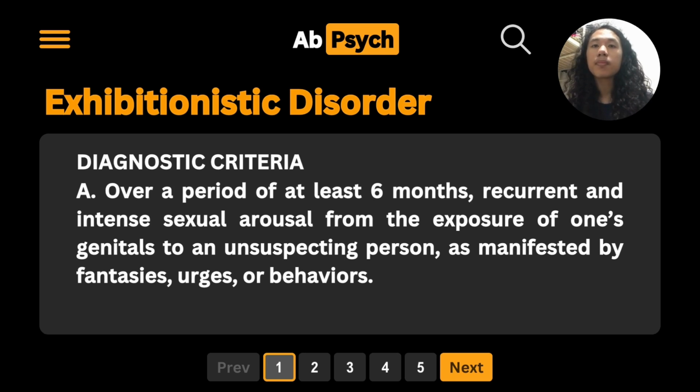And ayon dun sa ating DSM, sa ating diagnostic criteria, yung criterion A ay nag-indicate katulad dun sa criterion A ni voyeuristic na dapat it should persist for at least 6 months and it should be recurrent or yung paulit-ulit, intense or yung matinding sexual arousal after exposure of one's genitalia to a non-consenting adult.